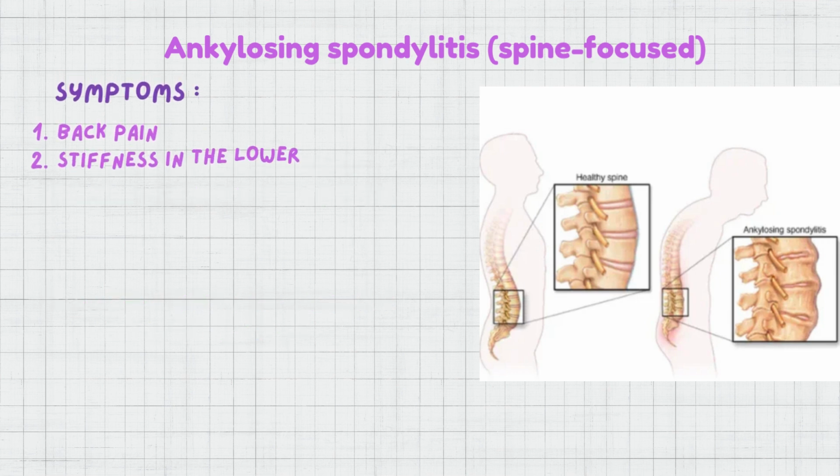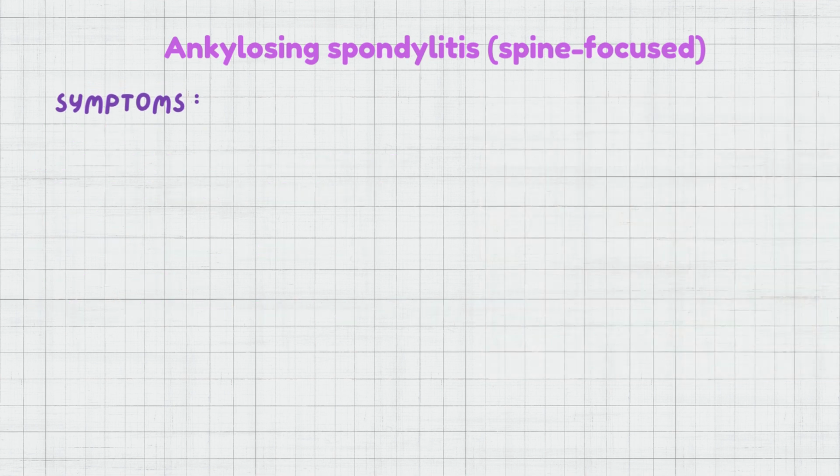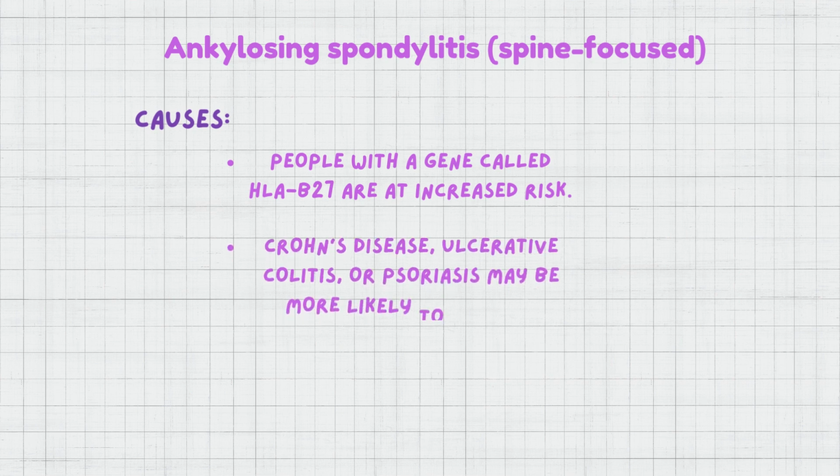Symptoms: back pain, stiffness in the lower back and hips, especially in the morning, neck pain, fatigue, anorexia, weight loss, anemia, and others. Causes: people with a gene called HLA-B27 are at increased risk. People with Crohn's disease, ulcerative colitis, or psoriasis can develop ankylosing spondylitis.